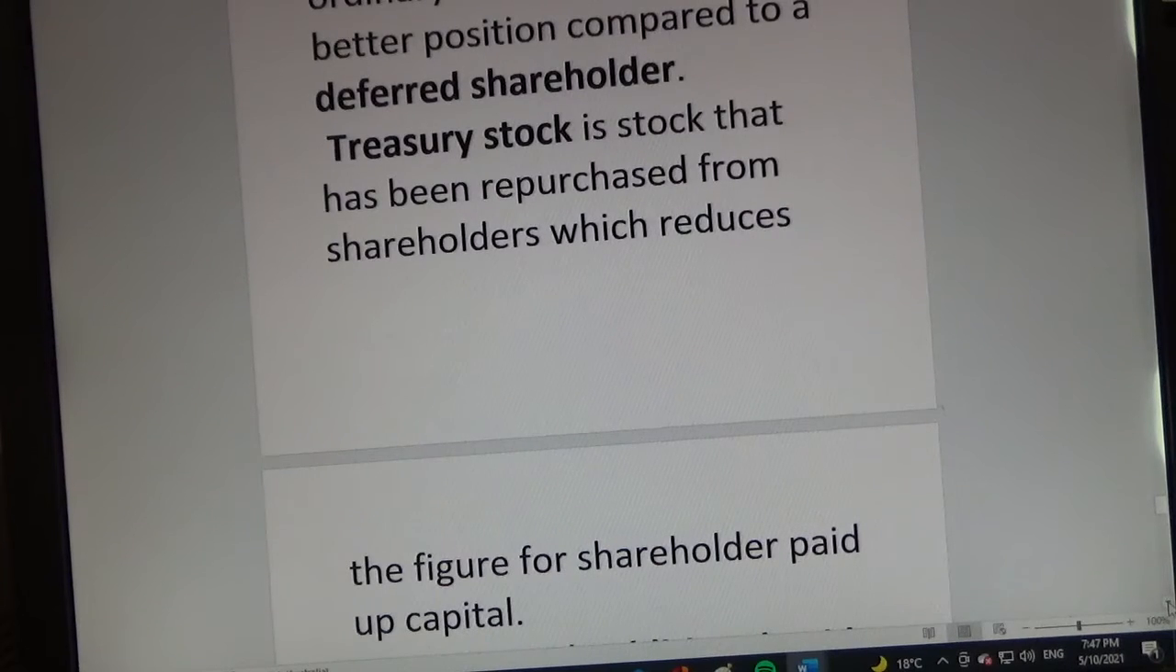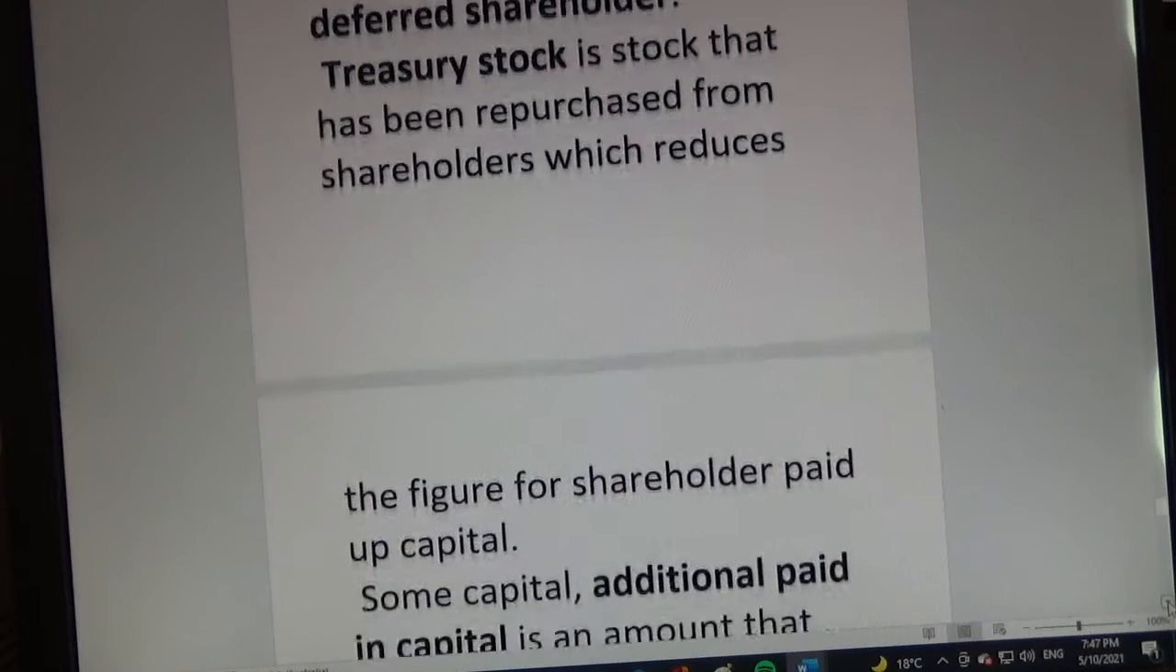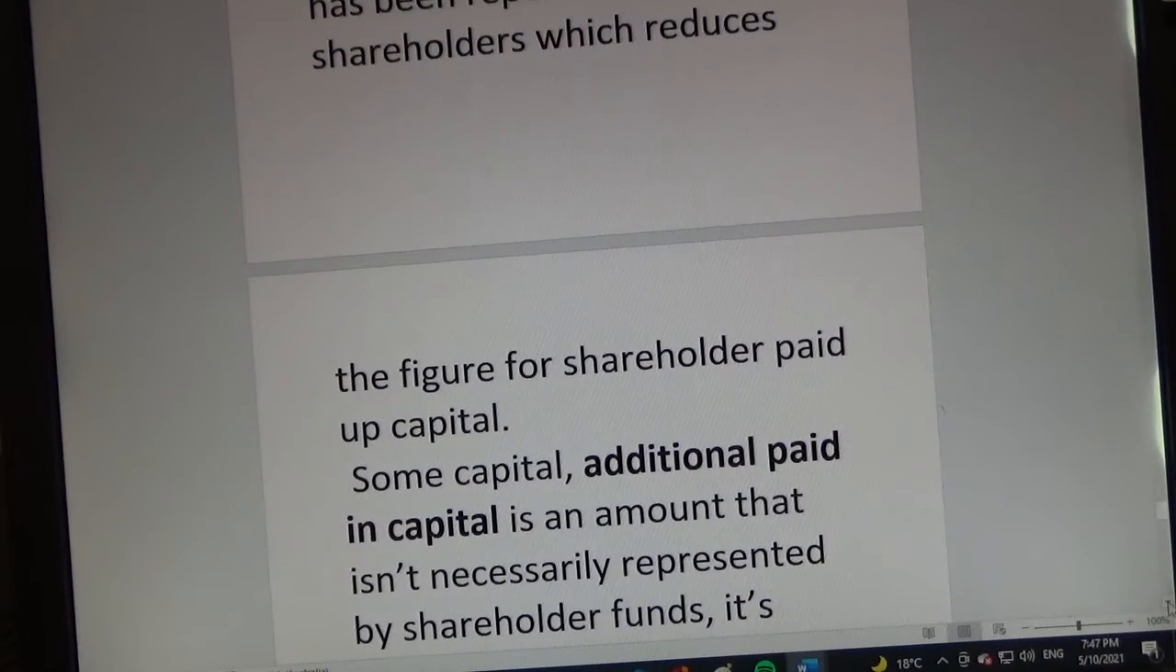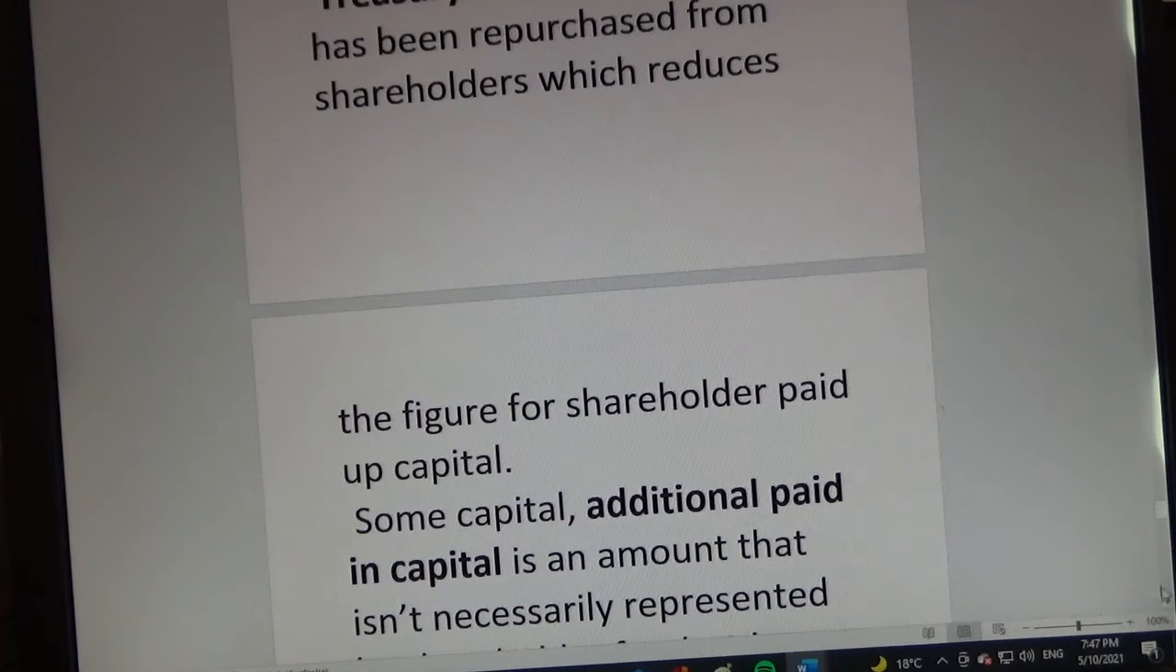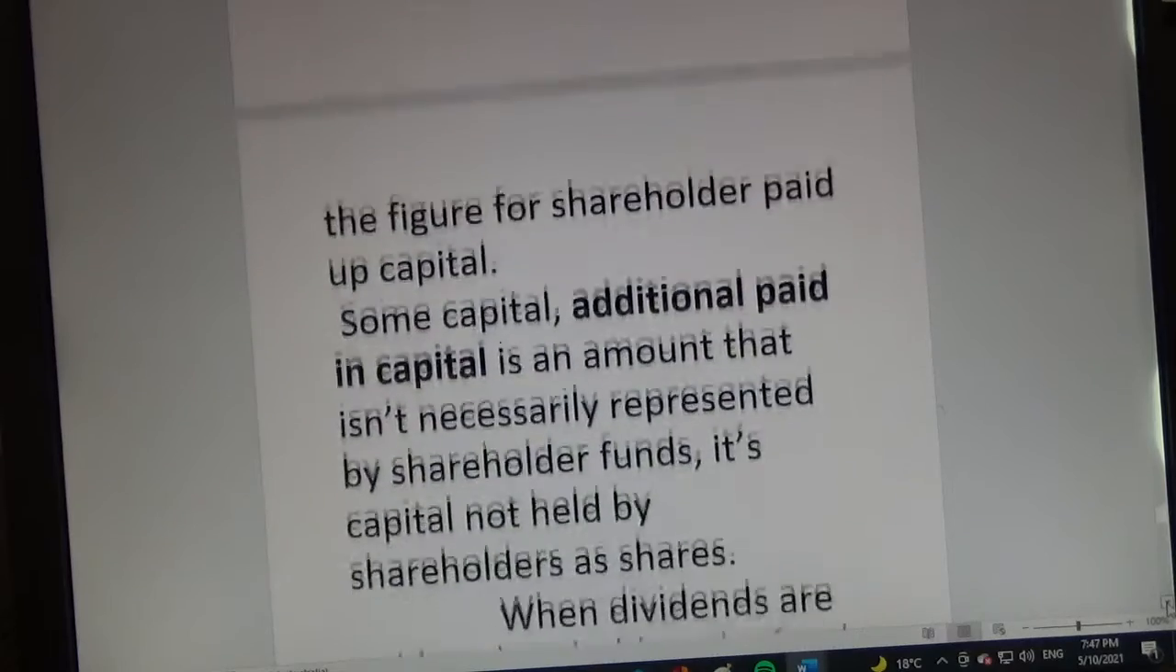Treasury stock. Now that's the stock of shares that has been repurchased from the shareholders by the company. And so when that happens, the paid up capital figure for shareholders was reduced, and it increases the value for treasury stock. Okay, so that's an adjustment.